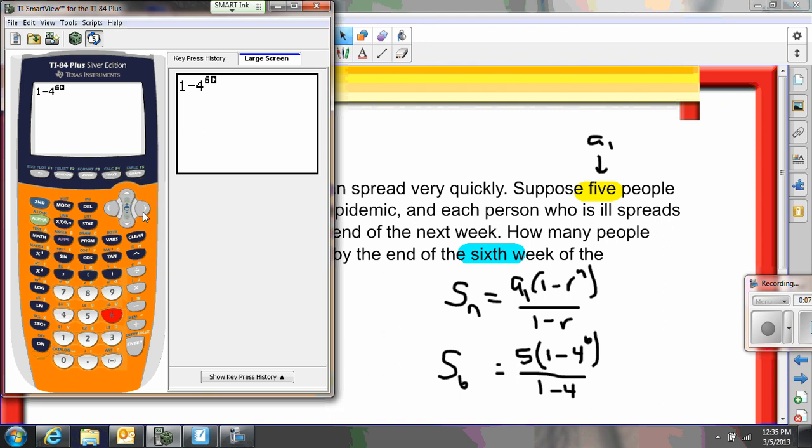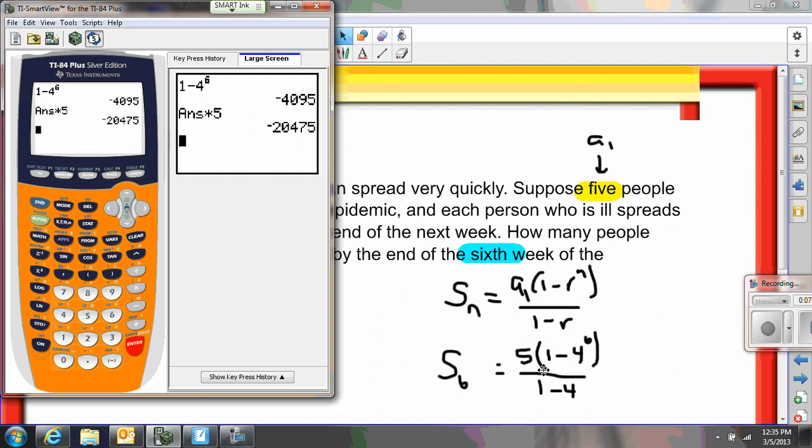Now your calculator can handle this, but just make sure you're doing 4 to the 6th first and then 1 minus that. So don't go 1 minus 4, press enter, get -3, and then raise that to the 6th power. 4 to the 6th has to be done first and then the 1 minus. So there's our 1 minus 4 to the 6th. Now I'm going to take that number and multiply by 5. So we'll times that by 5 to get this number here.